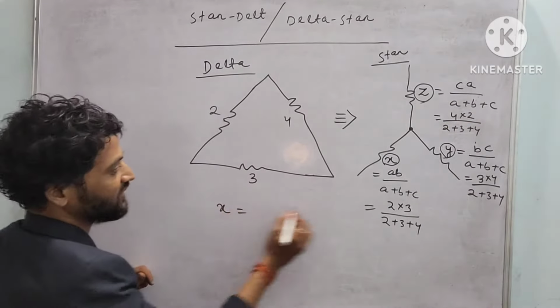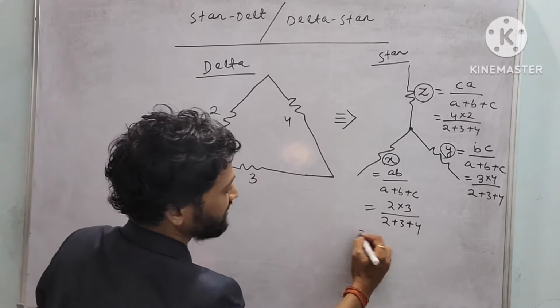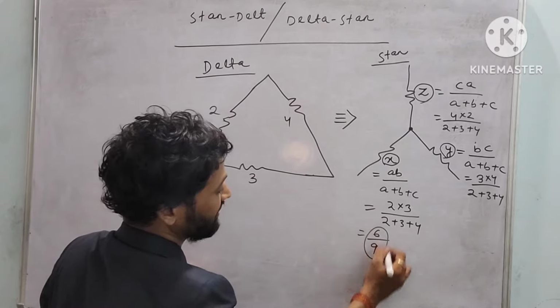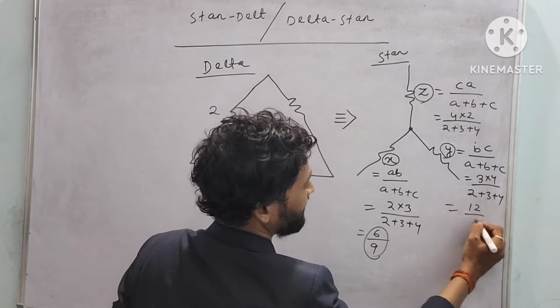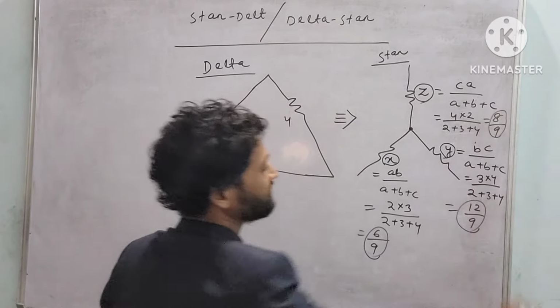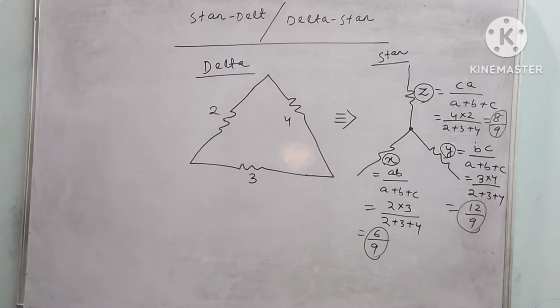So here what is X? Finally the value of X will be 6 upon 9, here it is 12 upon 9, and here it is 8 upon 9. So these are your star elements.